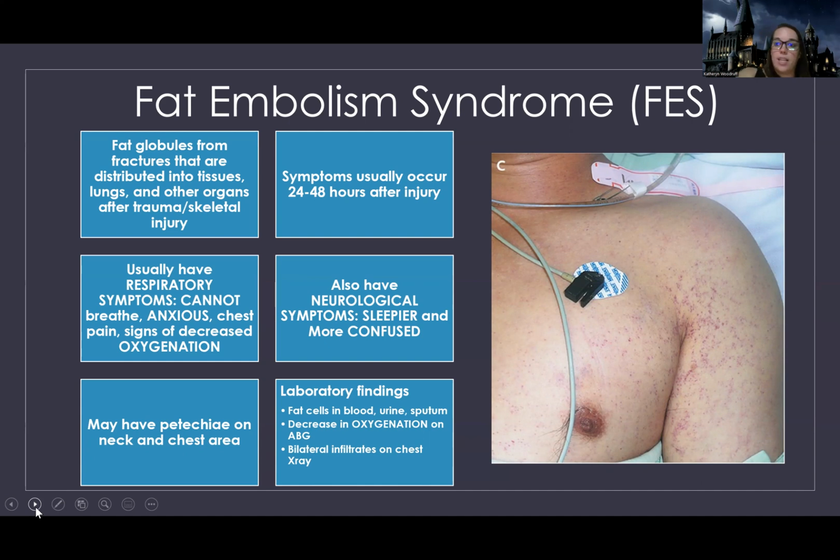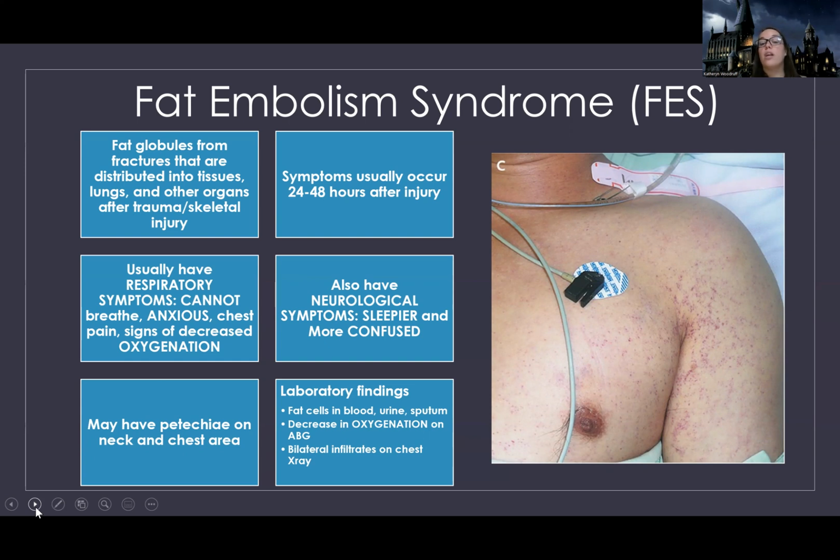And then they usually have signs of decreased oxygenation, like a decreased SpO2 and PaO2 on their ABG, et cetera. So that's the respiratory symptoms. That's one of the most common places the fat embolisms hang out.